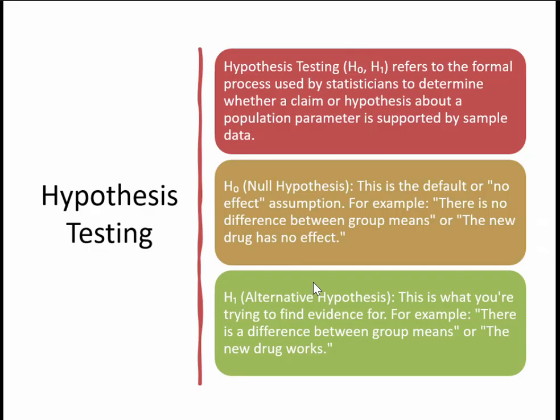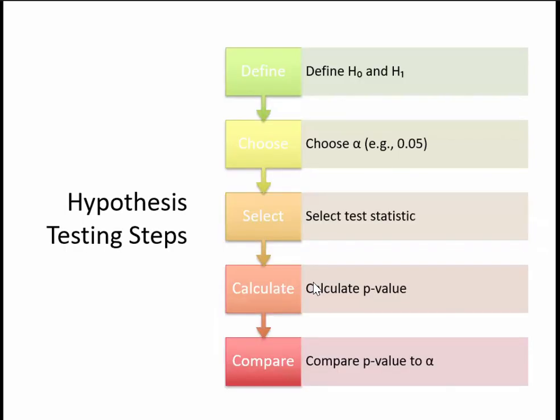When you're doing hypothesis testing, you follow these steps. Step 1 is to define your H0 and H1. H0 is the null hypothesis or the no effect hypothesis, what we are going to assume is true at that point. Then H1 is what we are trying to prove is true or wrong, or what we are trying to find evidence for. That's H1.